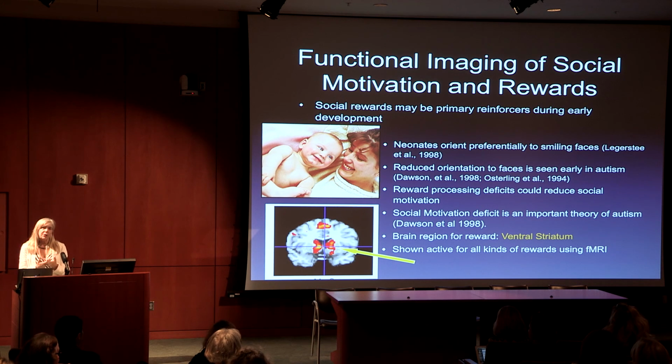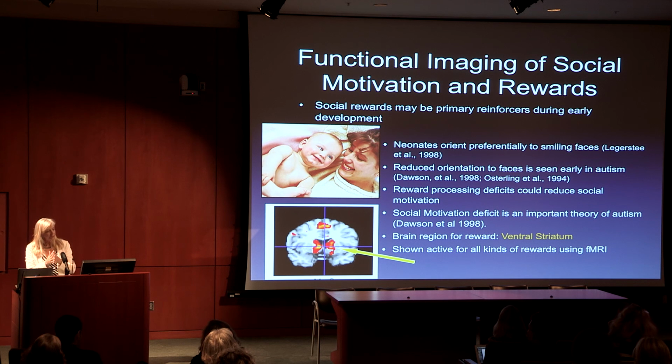And so there's a general theory that reward processing deficits could reduce social motivation. If these social reward systems are not well in place, then that would tend to make one not want to orient towards social stimuli, and then that could set off a cascade of events of abnormal learning and abnormal social experience, which sends you further down that road of autism.